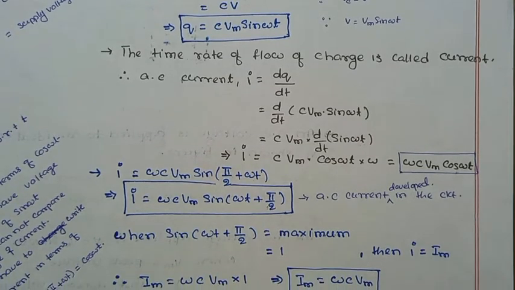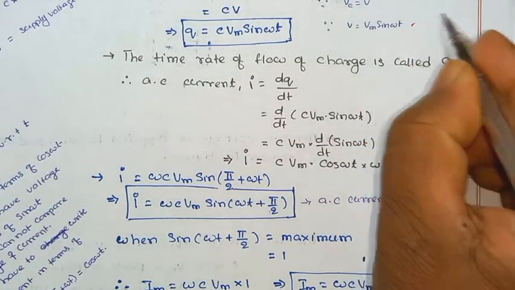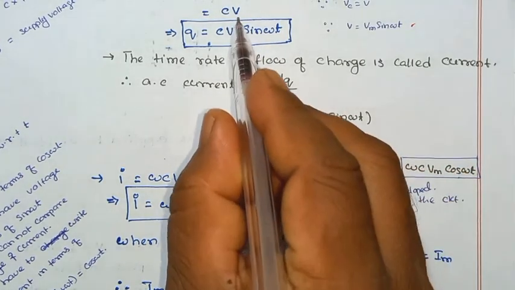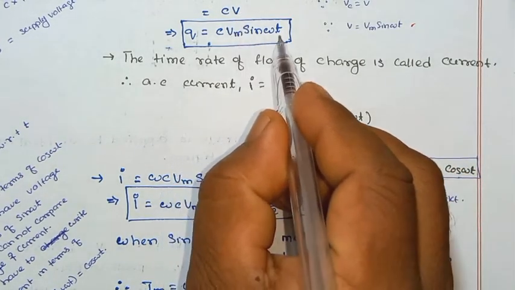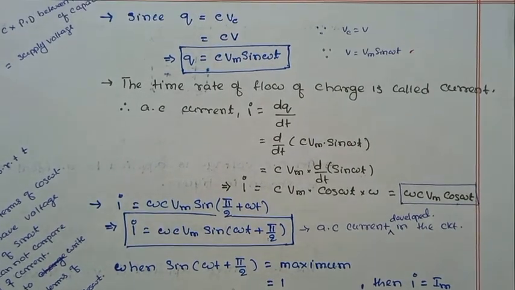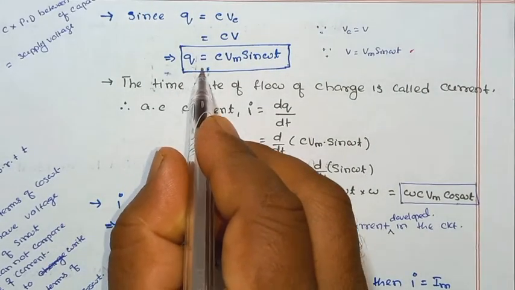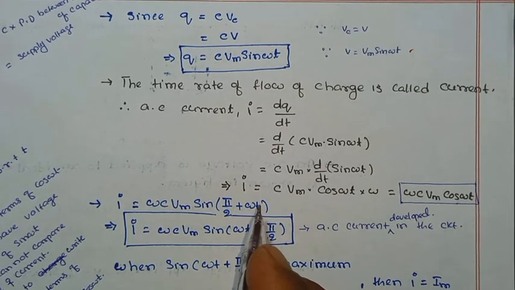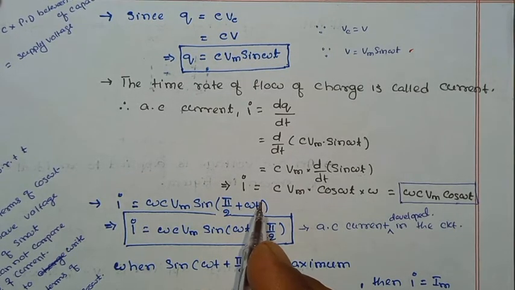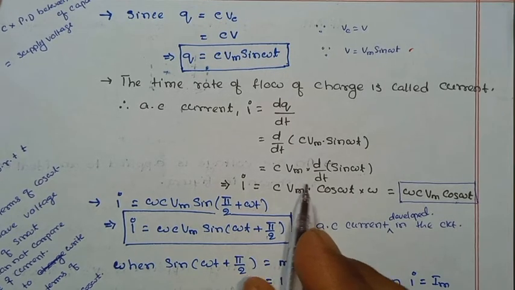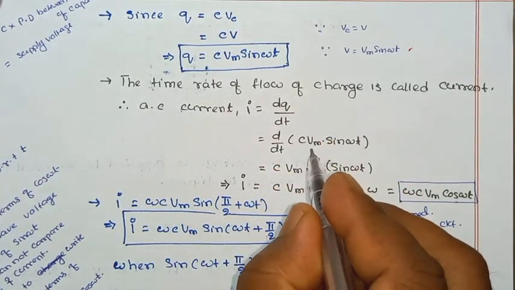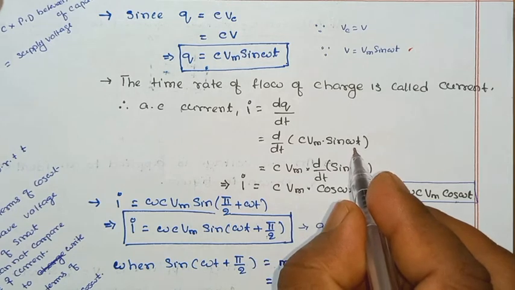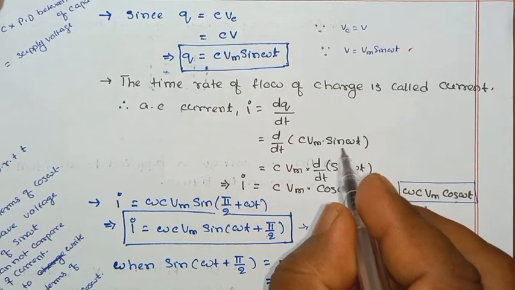We know that V is equal to Vm sin omega t. Therefore, in place of V, we will put Vm sin omega t. Then, it will become Q is equal to C Vm sin omega t. The time rate of flow of charge is called current. So, AC current I is equal to dq by dt. We know Q is equal to C Vm sin omega t. ठीक है? So, d by dt of C Vm sin omega t.